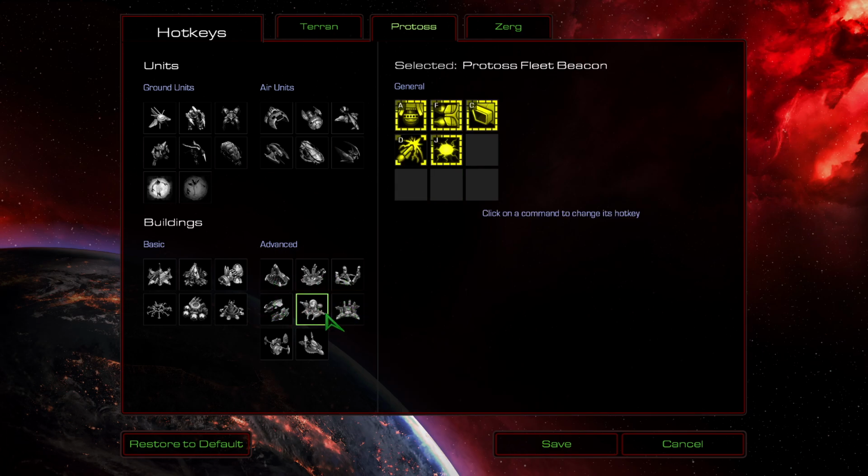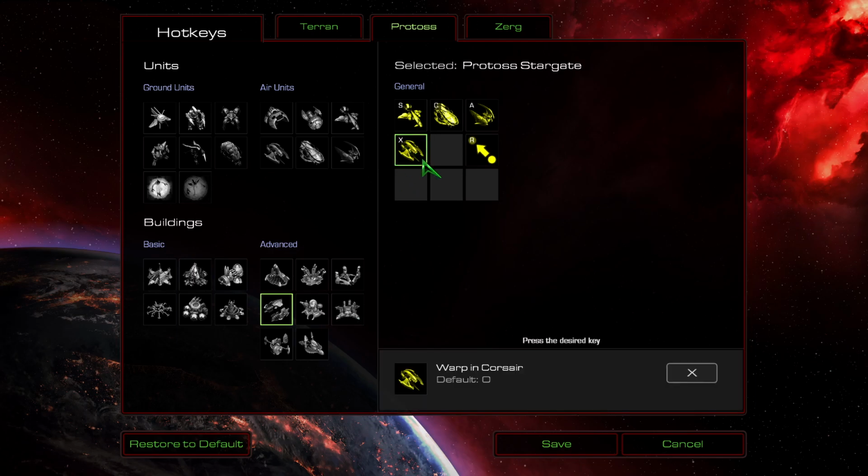And then the upgrades, I don't think I touched too often. I did put Corsair at X just because it was at O. O didn't feel good to me. And X is like Phoenix in StarCraft 2, I think.